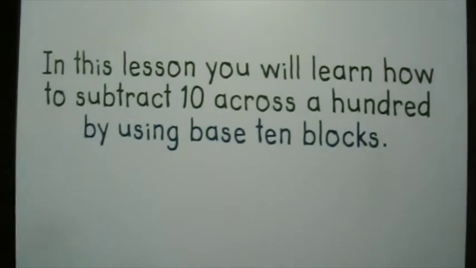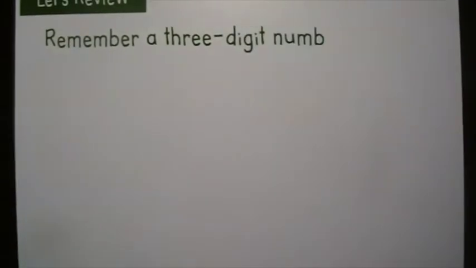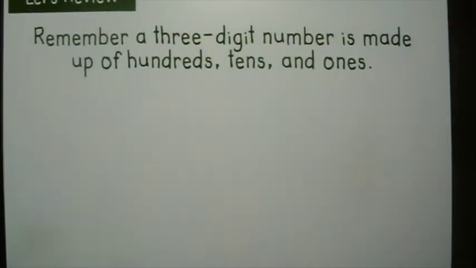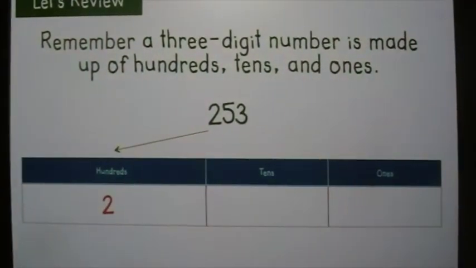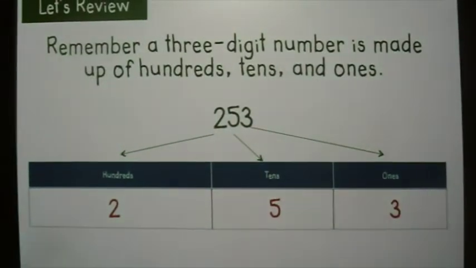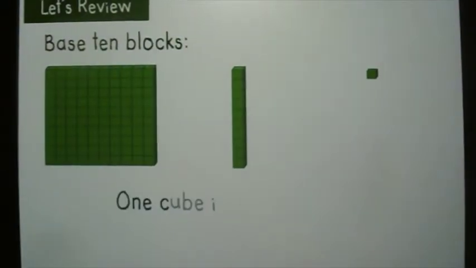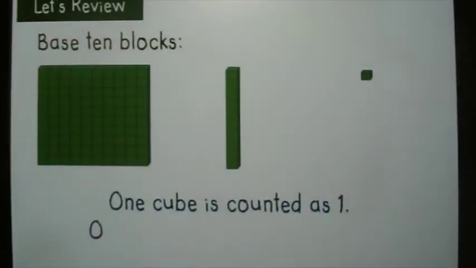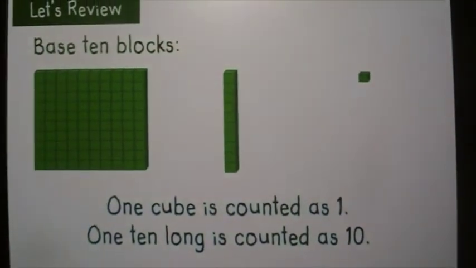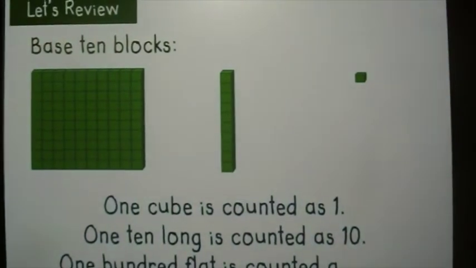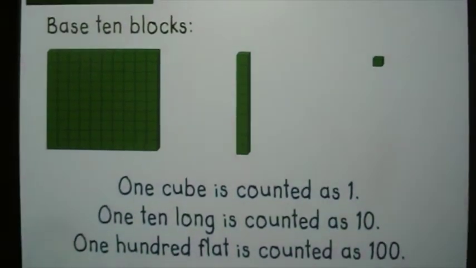In this lesson, you will learn how to subtract 10 across 100 by using base 10 blocks. Remember that a 3-digit number is made up of hundreds, tens, and ones. So the number 253 is made up of 2 hundreds, 5 tens, and 3 ones. We're going to use base 10 blocks to help us today. Remember that 1 cube is counted as 1. 1 long is counted as 10. It's also made up of 10 ones cubes. And 1 flat is counted as 100. It's made up of 10 tens longs, or 100 cubes.